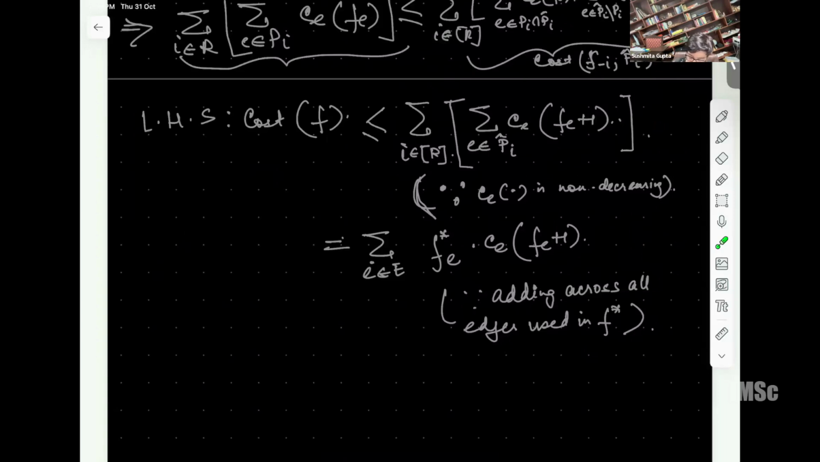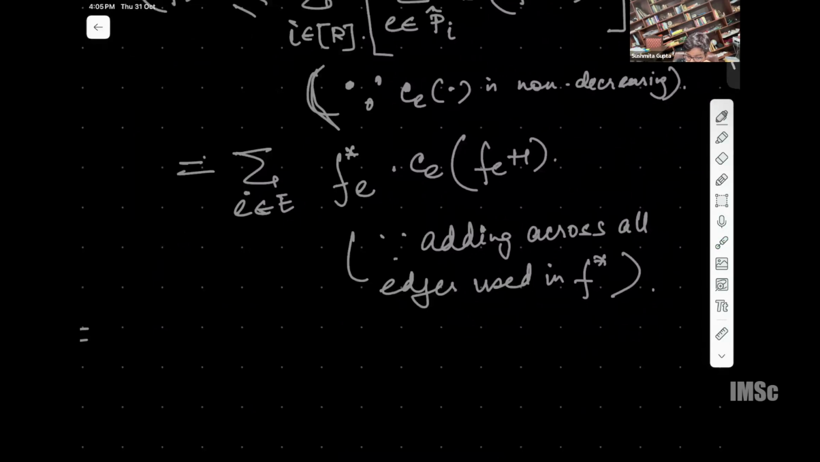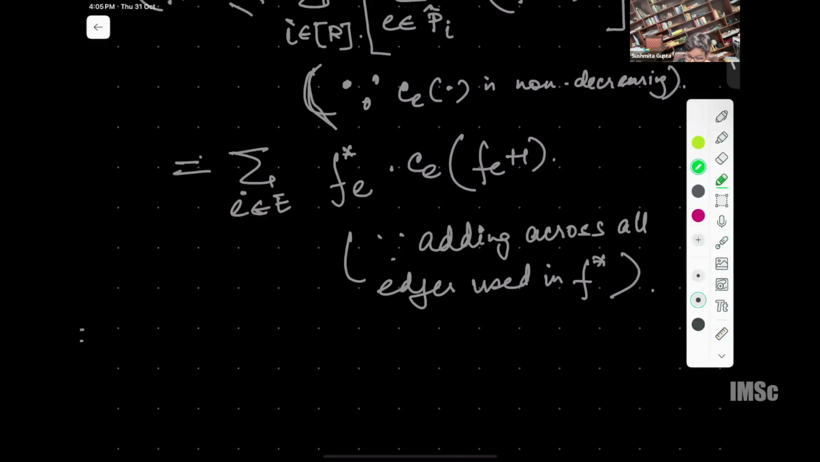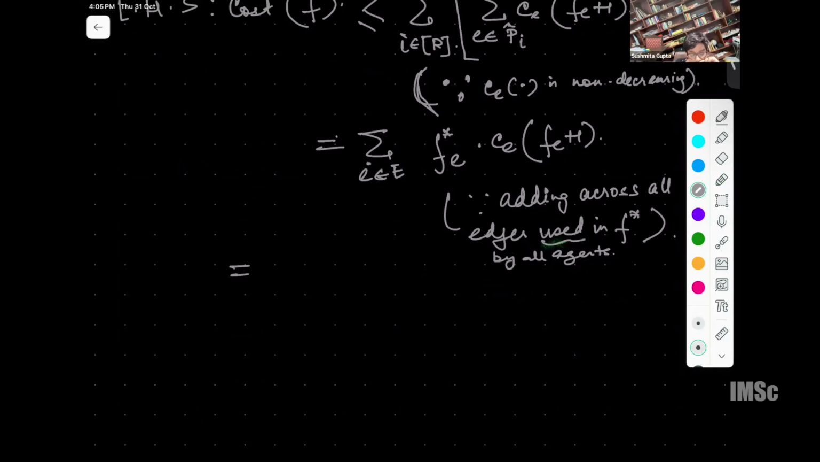All right, shifting a little bit. Now what? Are we done? Used in f star, by used I mean by all agents. Okay. Yeah. So now what? Now we are almost done. What do we have? Do we have anything else to say?